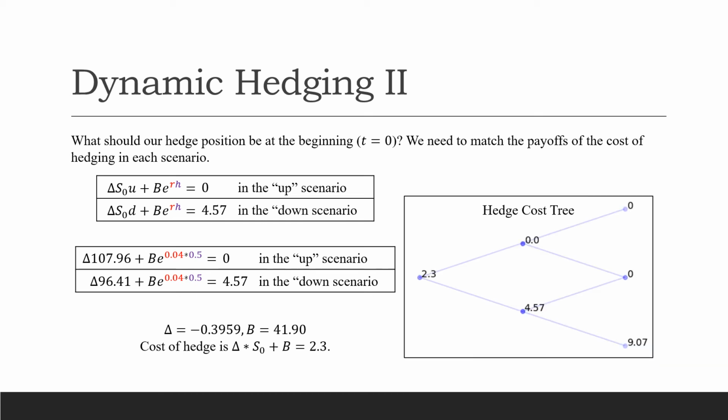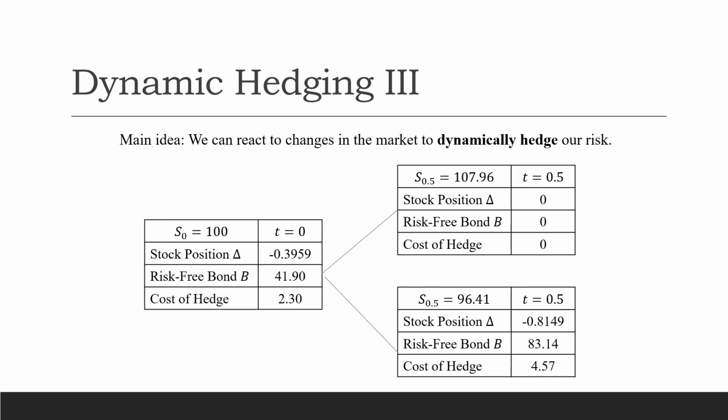On the right here, I've provided a visualization of the hedge cost tree. At the end is the dollar amount we need to have to provide the minimum 2% guarantee to our client. And in the middle is the cost of hedging in each scenario, as we solved for in the last slide. At the beginning of the tree is the cost of hedging initially. The tree provides a visualization of how much it costs to hedge at each time step. The main idea here is that we can react to changes in the market to dynamically hedge our risk.